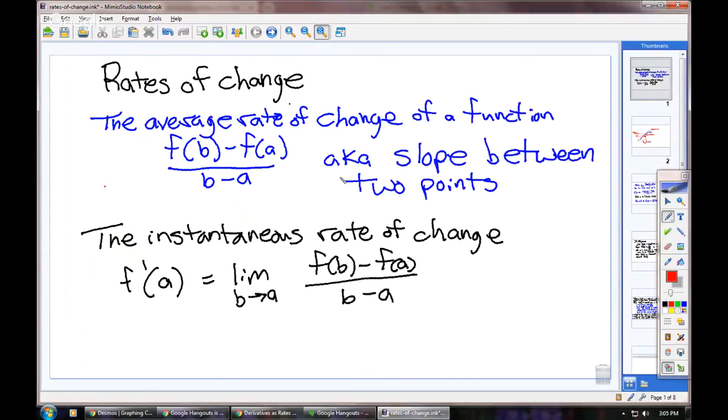Welcome to a presentation on rates of change in calculus. So a reminder about some things that hopefully you've seen before.